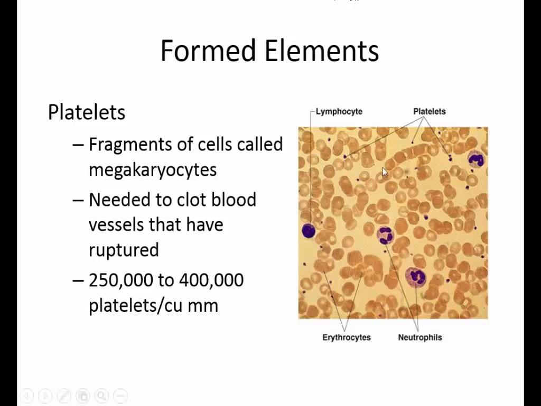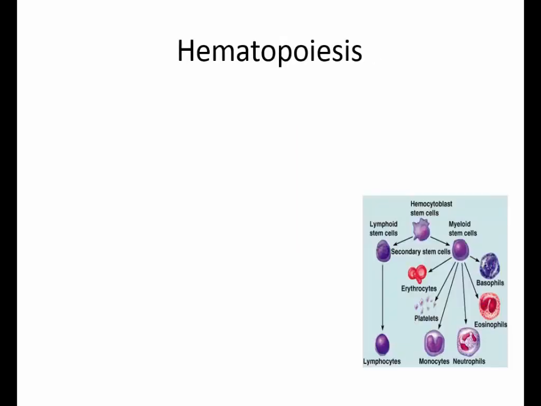And here we see a blood film. You see the red blood cells, most numerous. Here are a couple of the white blood cells. These are the neutrophils. And here is a lymphocyte. And then these little tiny blue fragments of cells are the platelets.